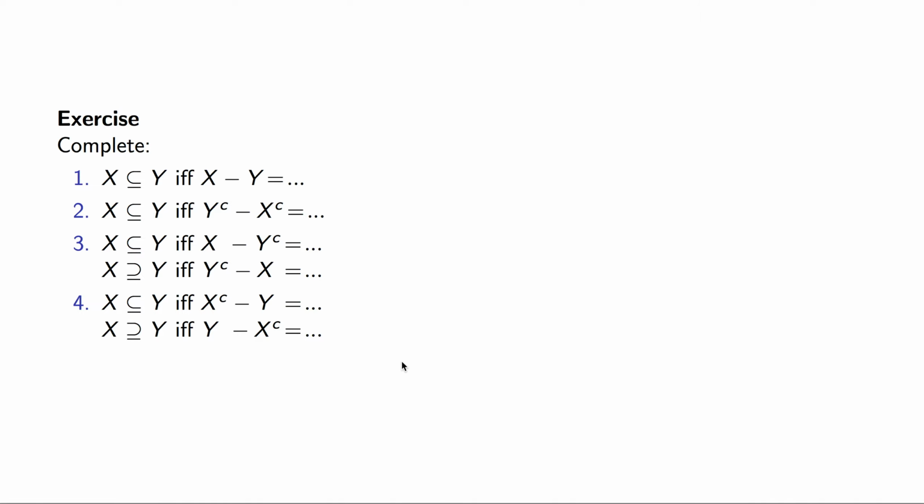And a somewhat more challenging exercise. Complete the following. x is a subset of y if and only if x minus y is equal to what. Again, make a diagram, and this would help you with finding the answers.